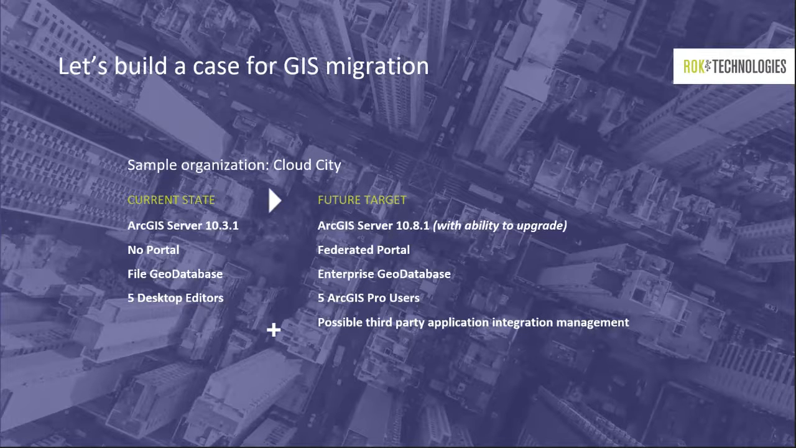So Cloud City had an on-premise environment. Their software was on-premise. They were on ArcGIS 10.3.1. They didn't have Portal. They were using a file geodatabase, and they had 5 desktop editors. So they realized it is time to modernize. So that's what they want to do.